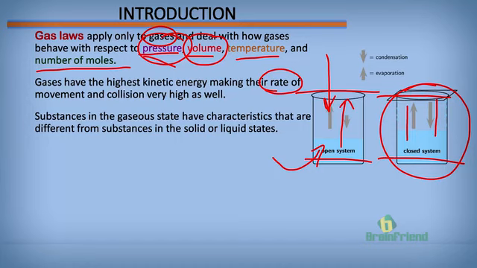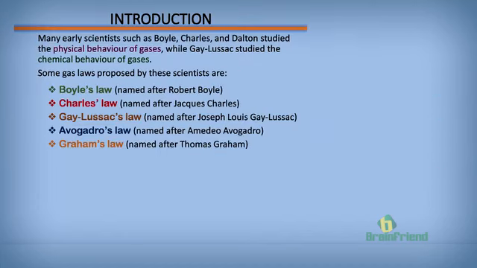Now, substances in the gaseous state have characteristics that are different from substances in the solid, liquid, or even plasma state of matter. So, many early scientists such as Boyle, Charles, and Dalton studied the physical behavior of gases. Gay-Lussac, another scientist, studied the chemical behavior of gases. Now, the laws they proposed about what they observed were named after them. And some of those laws are Boyle's Law, named after the scientist that proposed this law, Robert Boyle.